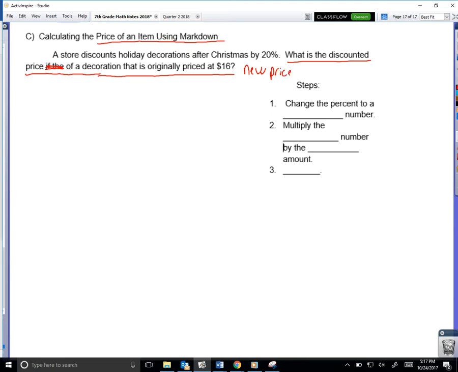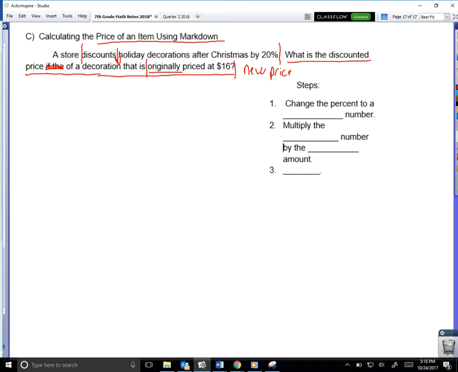Let's go through here and identify our math facts. I'm going to include discount in there because that's a good word that tells me it's going to be discounted by 20%. Discount means the price is going to go down, so it's going to be less than 16. And look at this, they're telling us the original price is $16. We already got that word originally in there, which is very nice. That's going to help us out. So now we're just going to use our same steps that we just did.